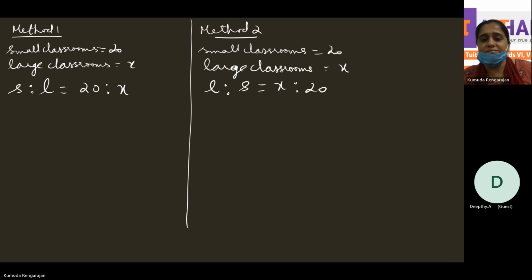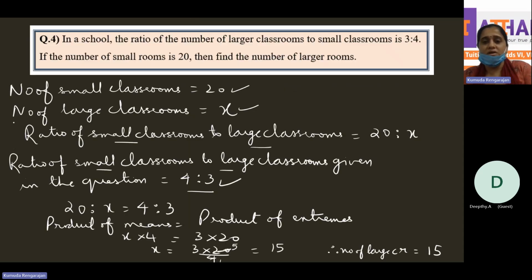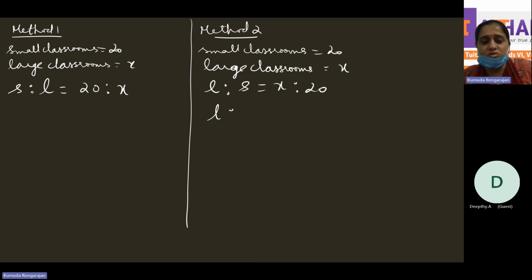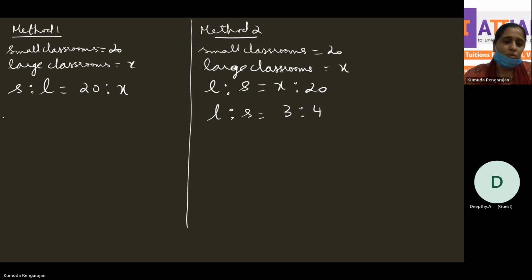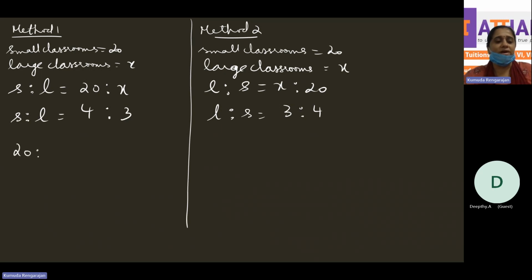X is to 20. Now, in the question, one ratio is given, no? What is large is to small in the question? Large to small is 3 is to 4. Now, we'll write that as small is to large here. What is small is to large? 4 is to 3. Equate these two. 20 is to x is equal to 4 is to 3, correct? Here you must equate x is to 20 is equal to 3 is to 4.